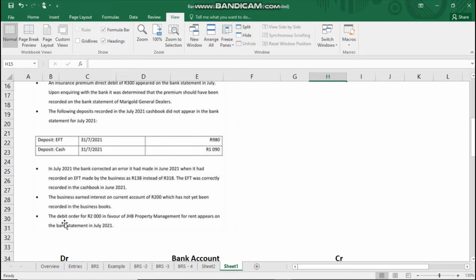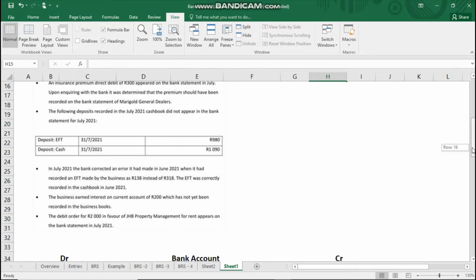Next is the debit order of R2000 in favor of JHP Property Management for rent appears on the bank statement. So there must be a debit order. We have ordered the bank to debit this amount every month for the rent, and that is appearing in the bank statement. We didn't record this in the business books, so we will record this item.